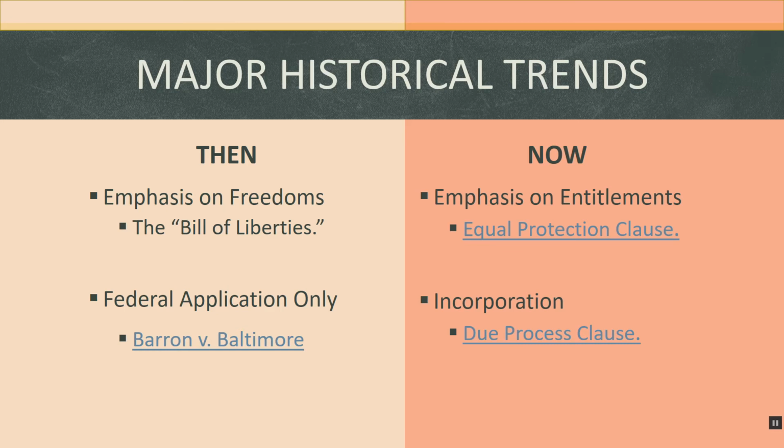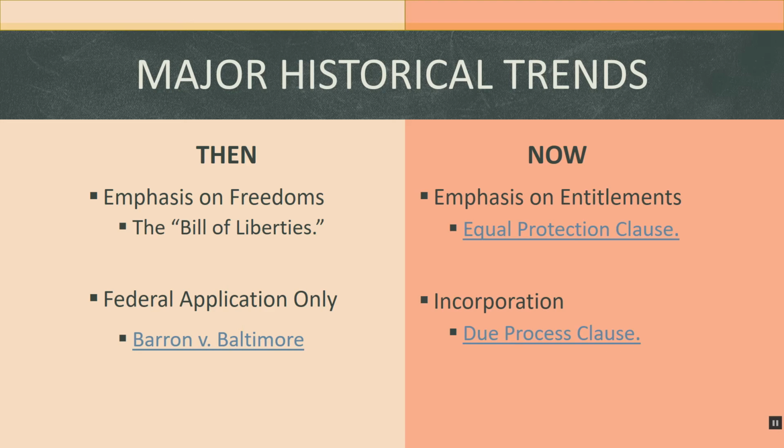This transition from our early emphasis on preserving freedoms to our contemporary emphasis on promoting entitlements really originates in the early 1900s, when the United States Supreme Court began to reinterpret the 14th Amendment's Equal Protection Clause. So you probably know that the 14th Amendment is one of the 3 Civil War amendments, and that basically it extended citizenship to newly emancipated slaves after the Civil War had ended.